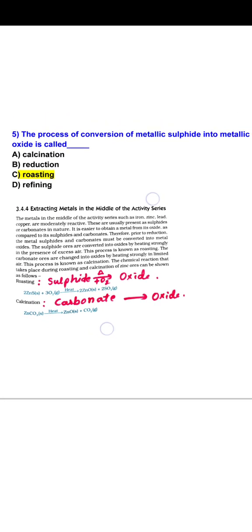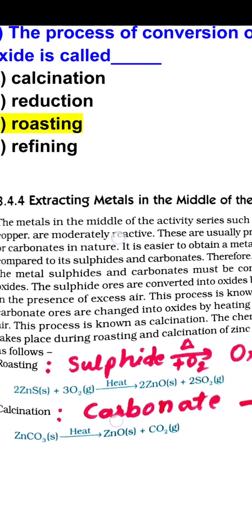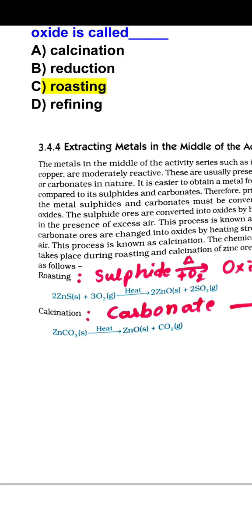The fifth question is like this: the process of conversion of metallic sulfide into metallic oxide is dash. Metallic sulfides will be converted to metallic oxide only by passing oxygen at high temperature. So oxide will be formed only by passing oxygen. So roasting is the correct answer. Roasting is heating the metallic sulfides in presence of excess air.